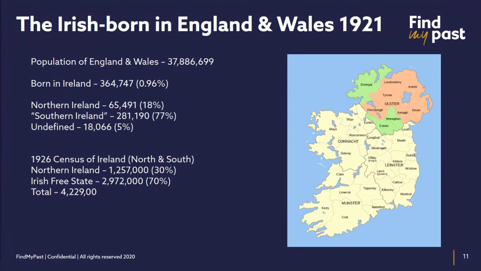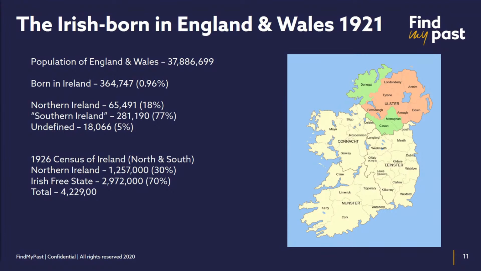In 1921, 18% of those who said they were born in Ireland came from what is now Northern Ireland, and 77% came from what is now the Republic of Ireland. This is slightly different from the actual proportion between these two areas in the 1926 census of Ireland. As you can see, in the 1926 census, there was a disproportionate number of people in Northern Ireland. It had greater industrialization, greater urbanization.